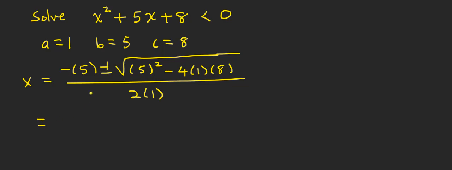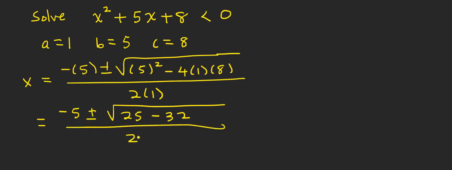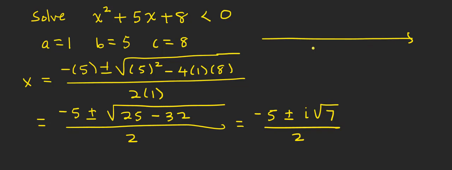So let's simplify this. You get negative 5 plus or minus the square root of 25 minus 32. And you should notice we're in trouble because this is not a real number. This is going to be a complex number because you have a negative inside the radical. So you get negative 5 plus or minus i radical 7, all over 2. We cannot solve for x, so when you have a sign chart, we don't have any numbers to put in over here.